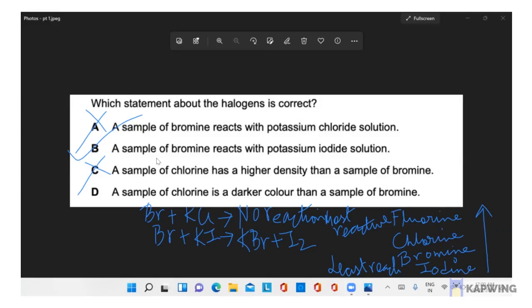Now again, in the halogen series, when we go from top to bottom, from fluorine to iodine, the color gets denser when we move down. It means iodine will be having the darkest color. But over here they are saying chlorine is darker than bromine. So as per the series, bromine should have been a darker color, not chlorine. So even this sample is also not correct.